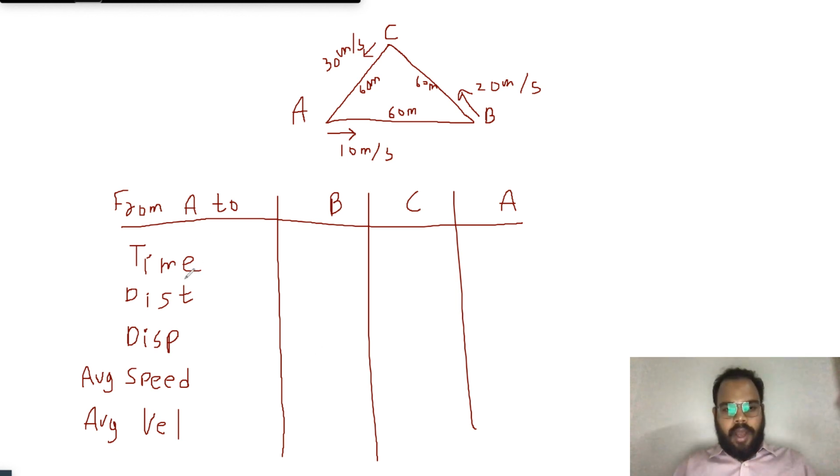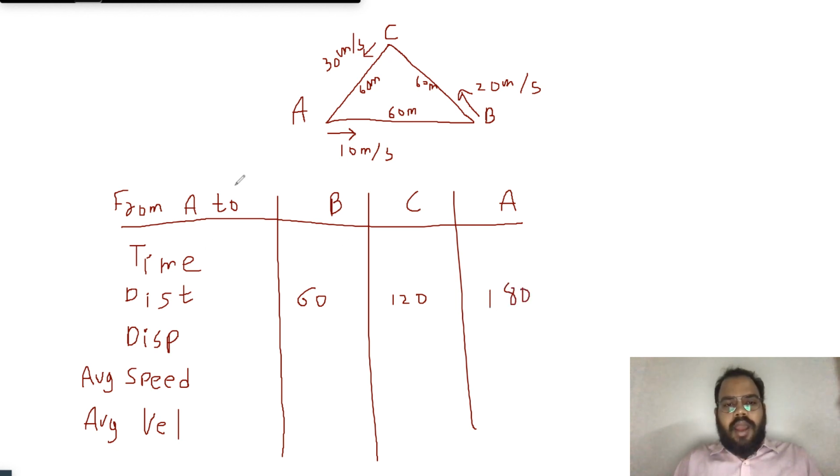First, they have asked me for the distance. From point A to point B, I have the information that this length is 60. That means the path length from A to B is 60, so the distance from A to B is 60. From point A to point C, the path length will be this 60 plus this 60, so the distance is 120. From A to A, the distance will be 60 plus 60 plus 60, so it will be 180.